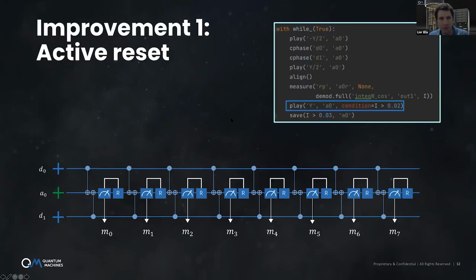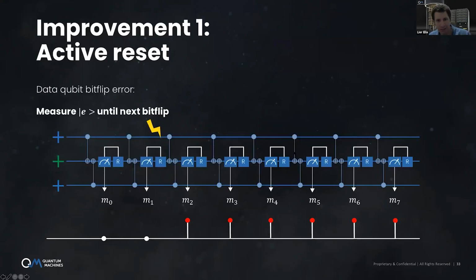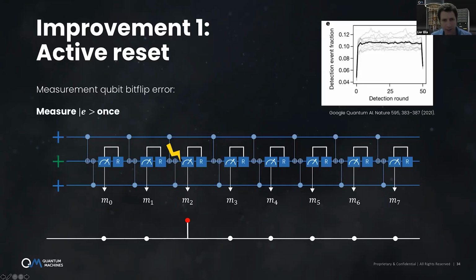Now let's say that we want to add active reset. So that means that every time we measure, we're going to apply a conditional operation that resets the ancilla. The only thing we need to do is to add this line to the code. That's basically it. So here we created active reset. And actually what we can see now is how does active reset help us? So for example, if we had a data bit flip error, then instead of getting this alternating pattern, we're going to get a pattern of all ones, okay, from the same reasoning that we had before. And if we had a measurement error, we're going to get a single blip.